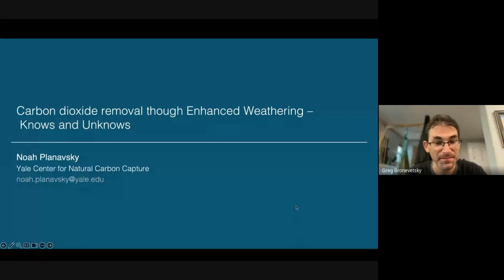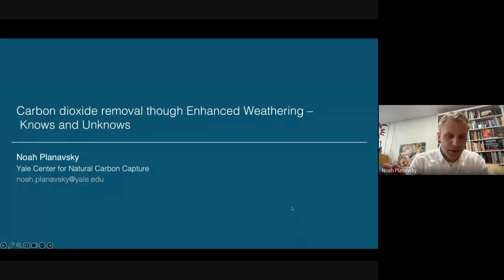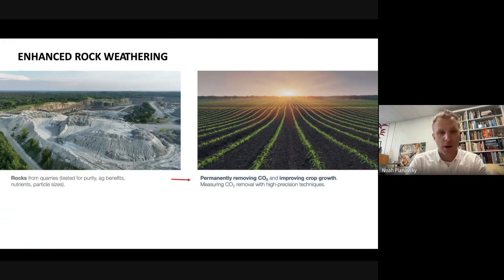All right. Yeah. So I'm going to walk through some of the aspects about the modeling of enhanced weathering that we know, and also try to highlight some of the aspects where we have gaps in our knowledge, or we are still developing a modeling framework for enhanced weathering.